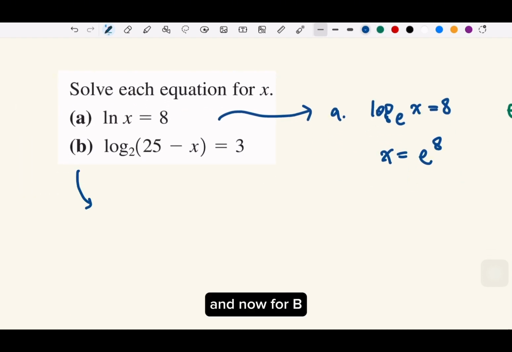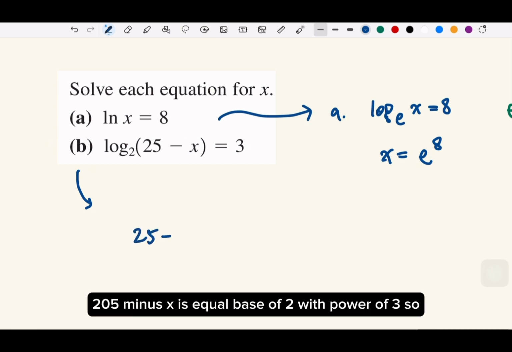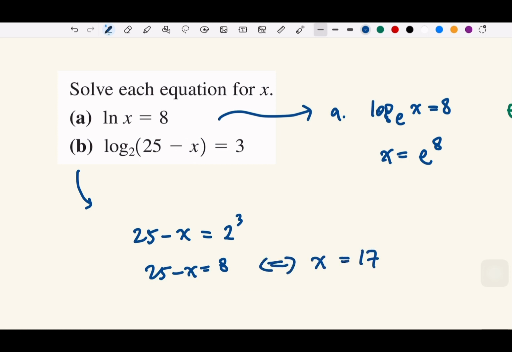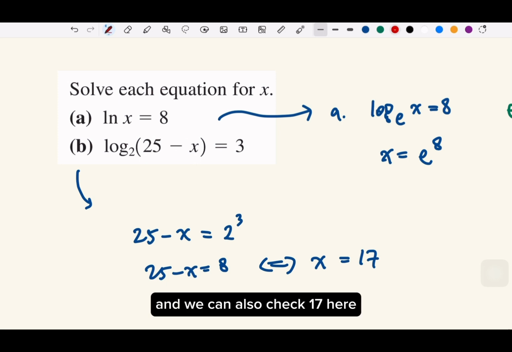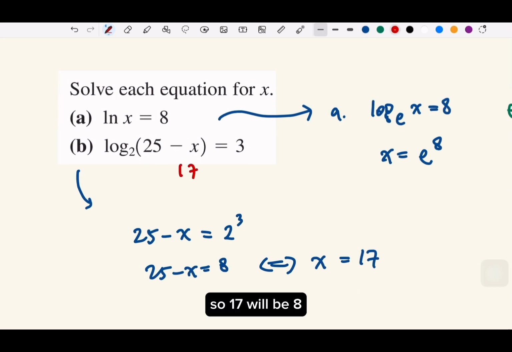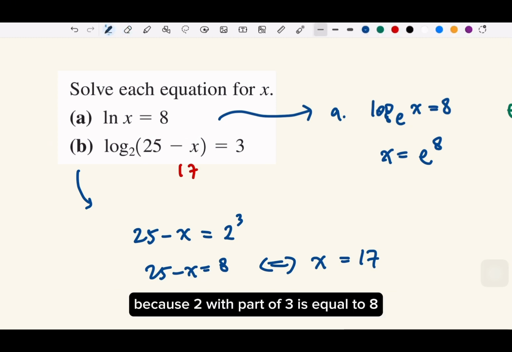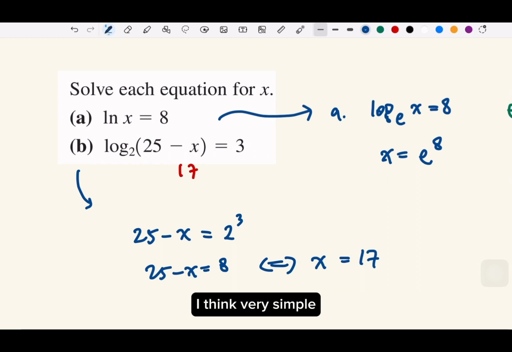Okay. And now for b, we have log with base 2. So this simply means 25 minus x is equal to 2 to the power of 3. So this is just that. So x is 17. And we can also check 17 here. So 17 gives 8, which means it satisfies the equation, right? Because 2 to the power of 3 is equal to 8. I think very simple.